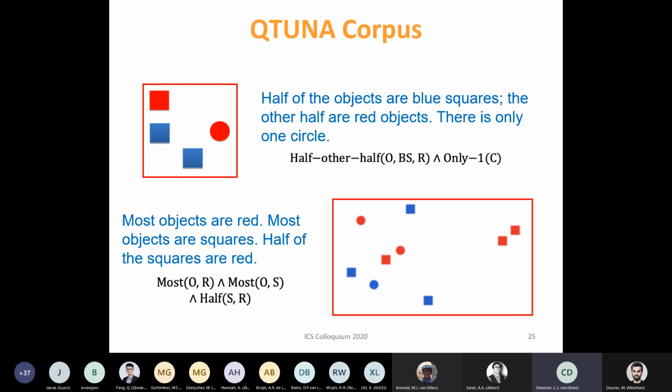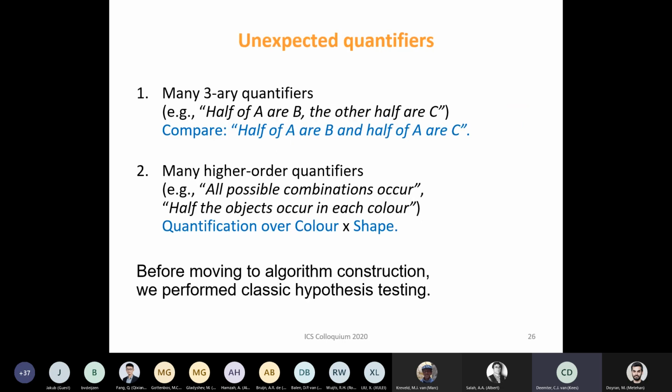At the top, we got expressions like "half of the objects are blue squares, the other half are red objects. There's only one circle." That's correct, and it's enough, isn't it? Now, if you make the scene larger, as in the one at the bottom, it becomes much, much harder to be complete. And of course, if you look at n is 20 objects, this is harder even.